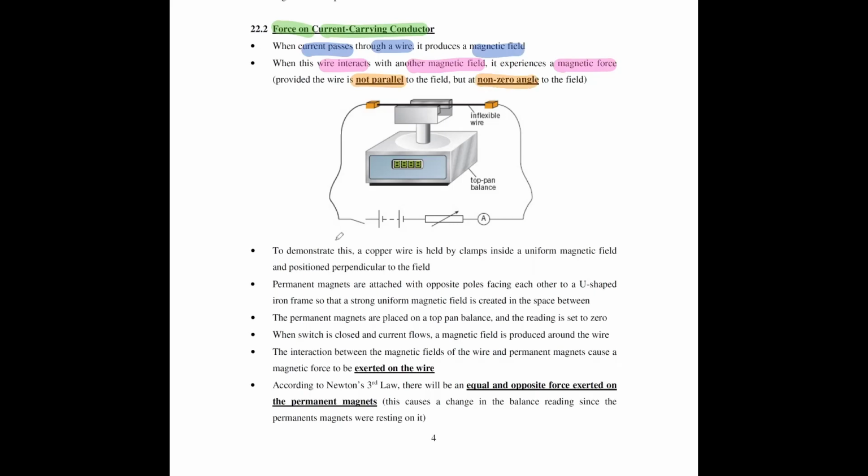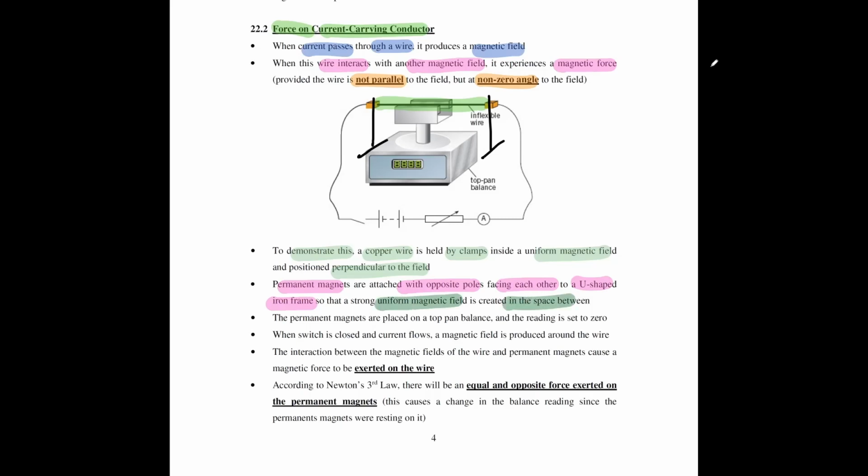If we had wanted to demonstrate this, you could use a copper wire that is held by clamps inside a uniform magnetic field and positioned perpendicular to the field itself. The copper wire that we're talking about is this section of wire here, and is held inside the uniform magnetic field by clamping it at both ends here. Your uniform magnetic field is actually provided by permanent magnets that are attached with opposite poles facing each other to a U-shaped iron frame, so that a strong uniform magnetic field will be created in the space between.